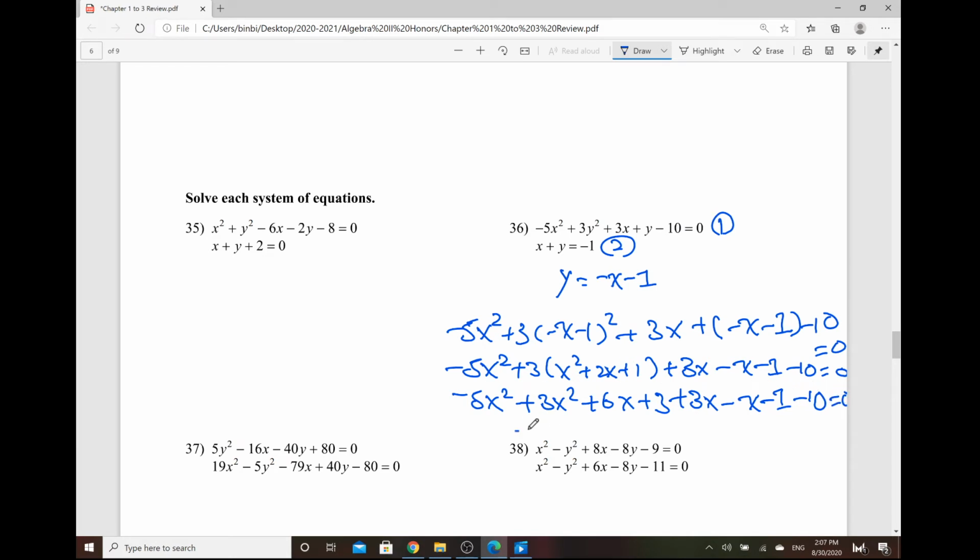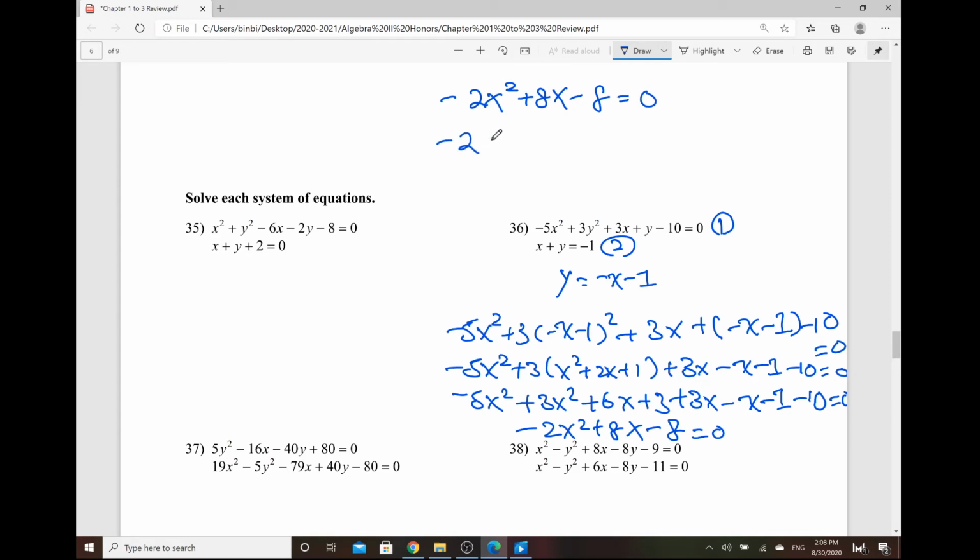So what we got is -2x squared, 6x, 3x, minus 1x. Then 9x minus 1x, that's 8x. 3 minus 1, then that's 2. 2 minus 10, -8. So for the quadratic equation, now we end up with -2x squared plus 8x minus 8 equals 0.